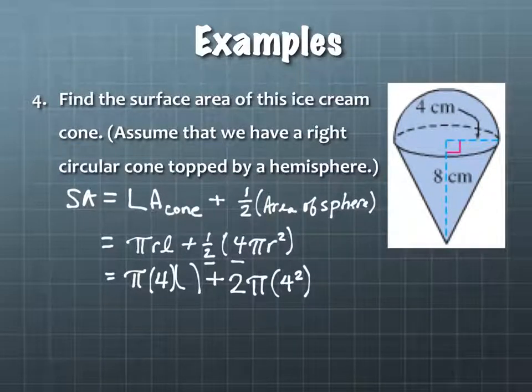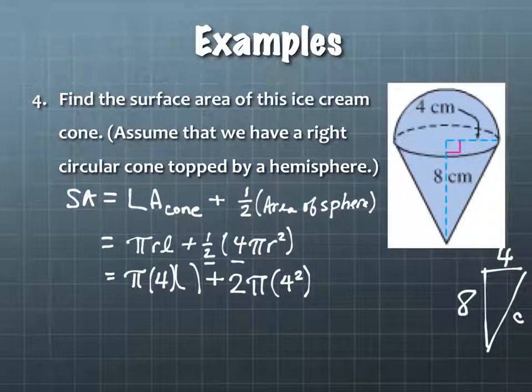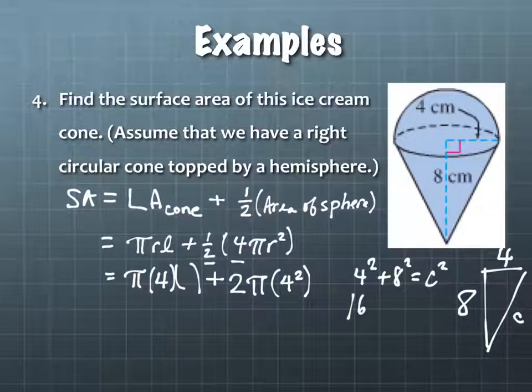How am I going to find L? Pythagorean theorem. Good job. I've got a right triangle here, with a 4 here and an 8 here. I need to find the third side. I'll call it C, since it's in the location of where we've put C before. So I have 4 squared plus 8 squared equals C squared. What's 4 squared? 16. And 8 squared? 64. What is 16 plus 64? 80.